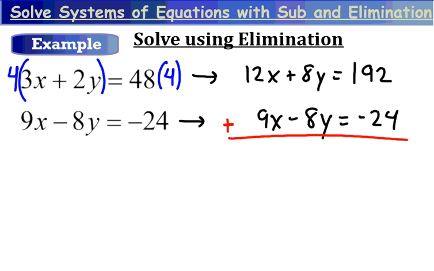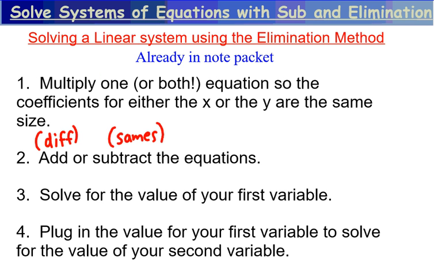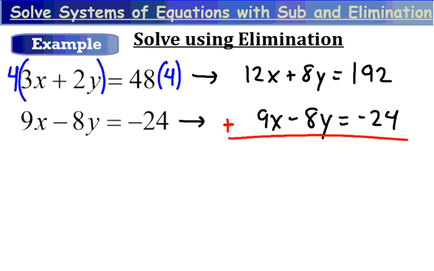Same. So we're going to add. Once I do that, 12x plus 9x, that's 3x's. 8y plus -8y, those get eliminated. That's what step 2 is.